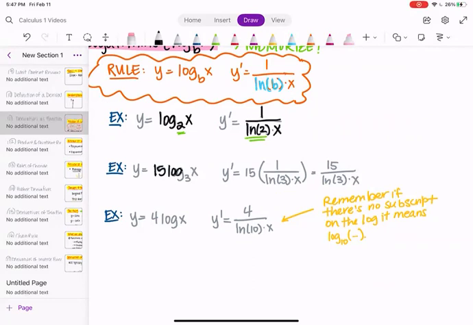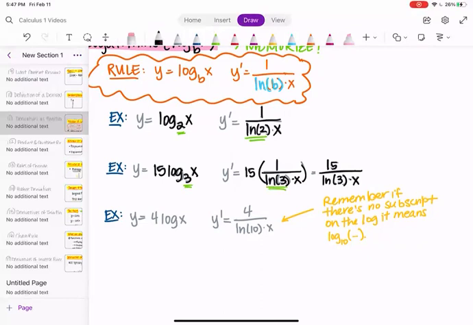15 log base 3 of x. You keep the 15 because you're multiplying a coefficient. 1 over, you take the natural log of your base again, times x. And then you simplify by just multiplying that constant to the top. 15 over ln 3 times x. So again, here's my base. Here's me taking the natural log of it.